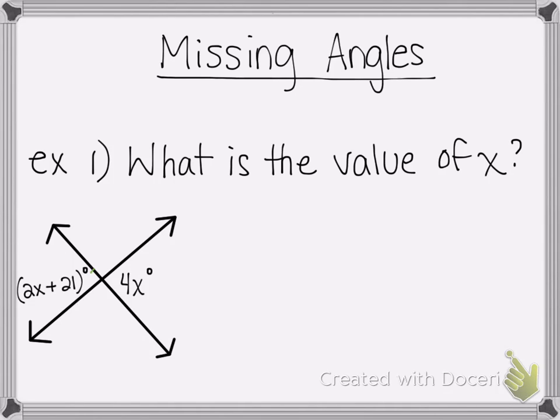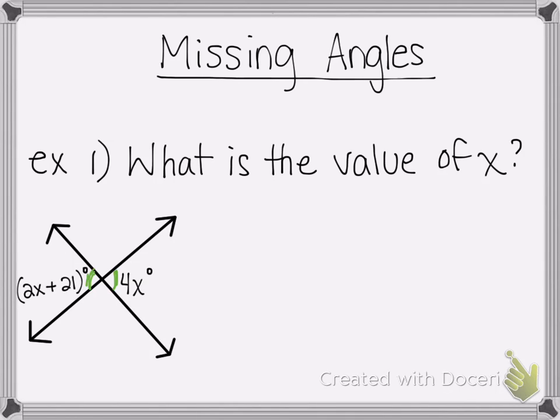Well, if you notice here, these angles are across from each other. So how I think of this is you have two lines that form virtually an X, and each of those angles are across from each other. So here 2x plus 21 is across from 4x. Well, we know that those are vertical angles. And so by definition, we know that vertical angles are congruent. Okay, remember that's one of the theorems that we just took notes on.